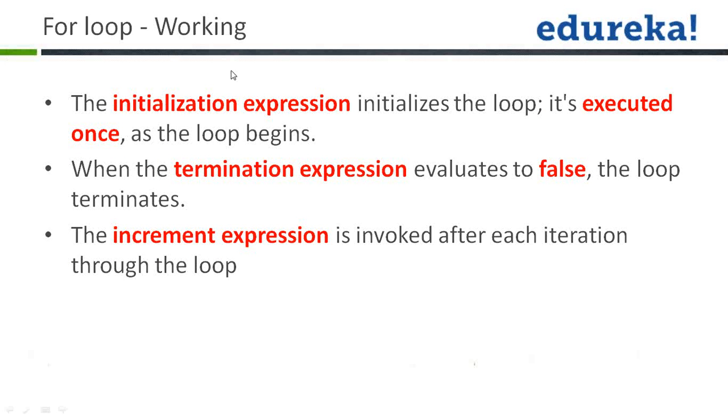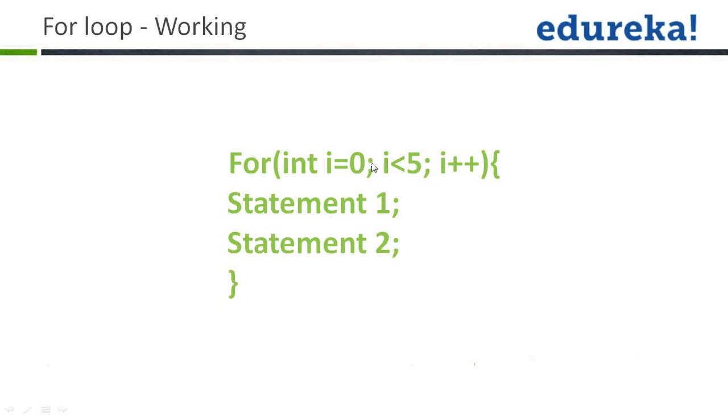Okay. The working is: the initialization expression initializes the loop. It is executed once as the loop begins. When the termination expression evaluates to false, the loop terminates. The increment expression is invoked after each iteration through the loop. If you want to see the diagram, right here it is.